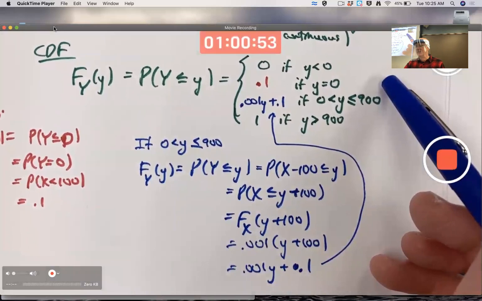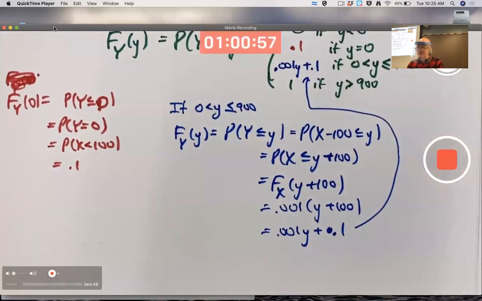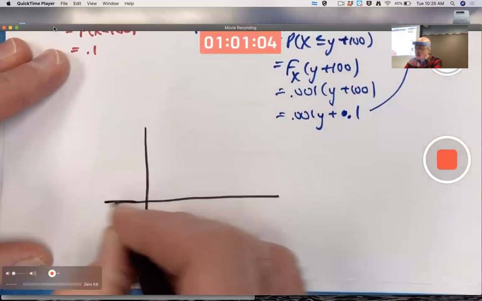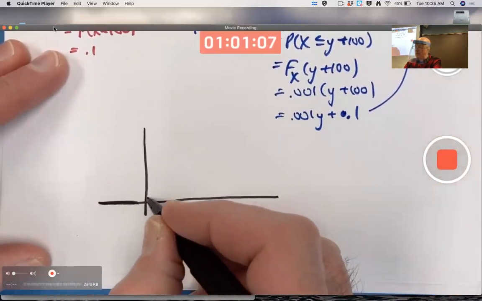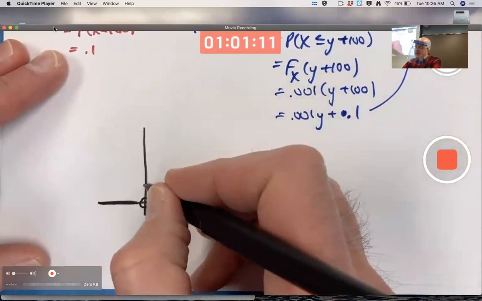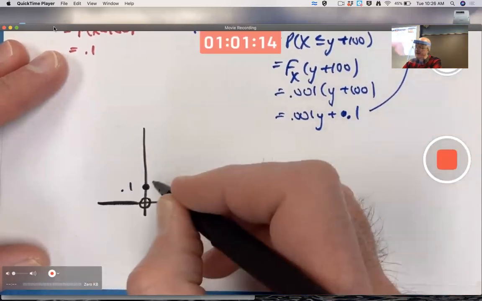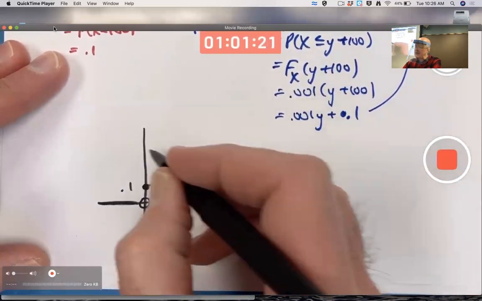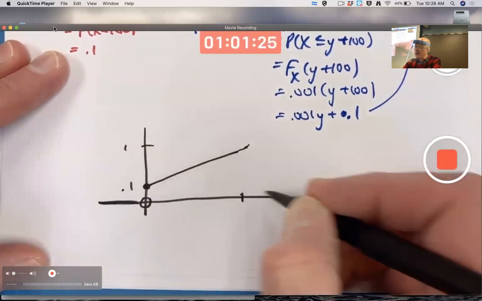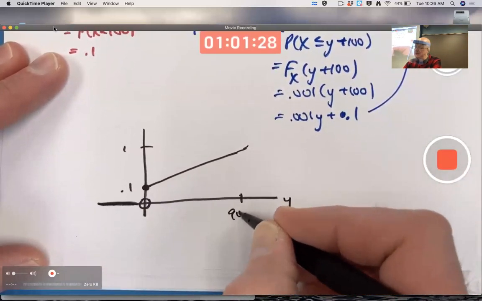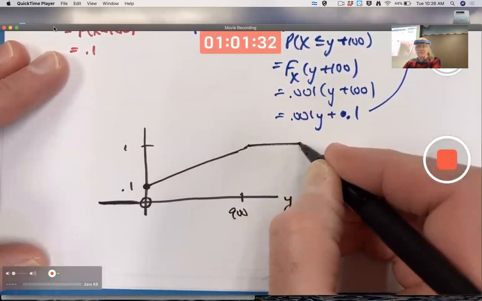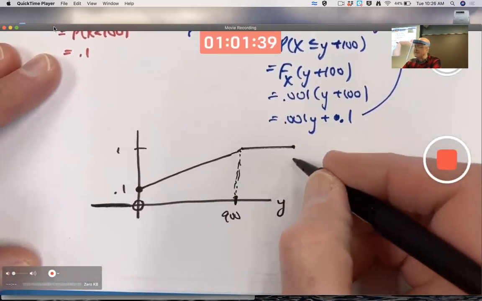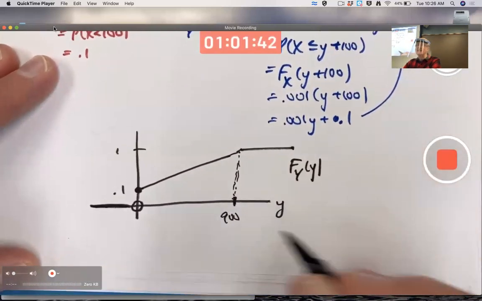The graph of the CDF of y looks like this. It's 0 when y is negative. Open circle right there, for sure, open circle. Closed circle at 0.1 when y equals 0, and then a line looking like this, getting up to a value of 1 when y gets up to 900. And then it is one thereafter. Not a perfect picture. That's capital F sub capital Y of little y. It's a discontinuous function at 0.